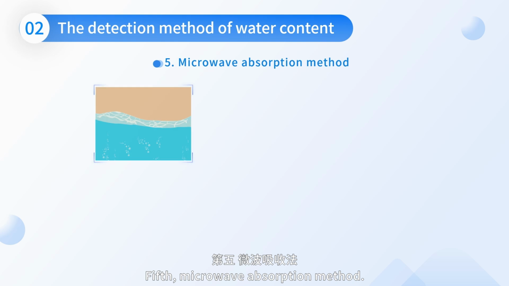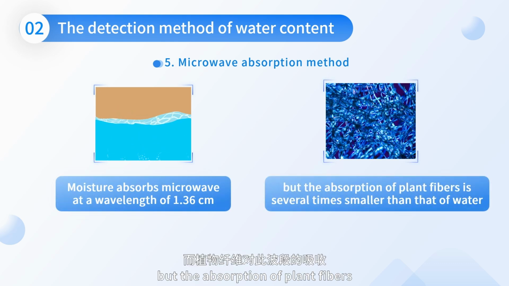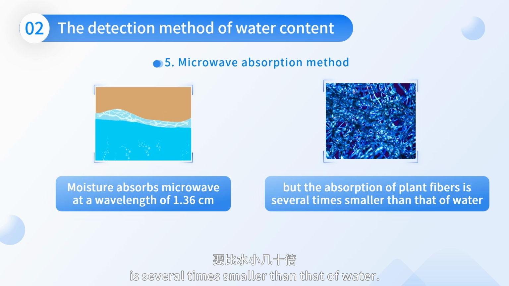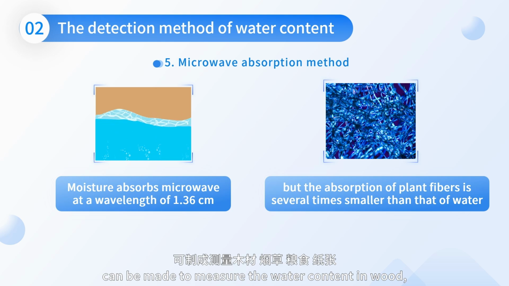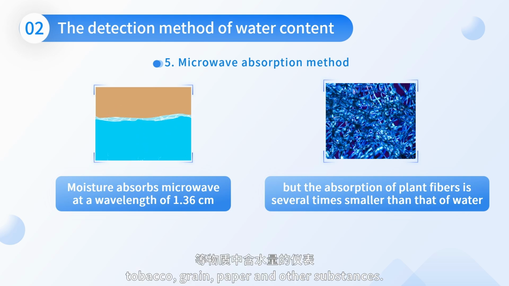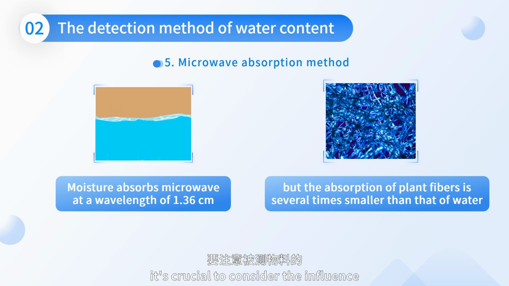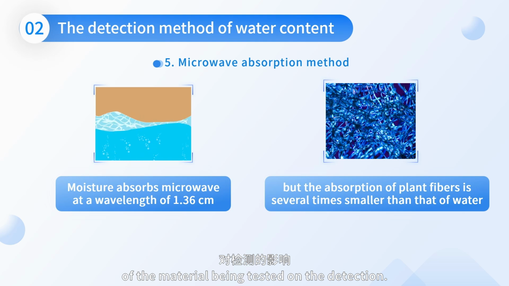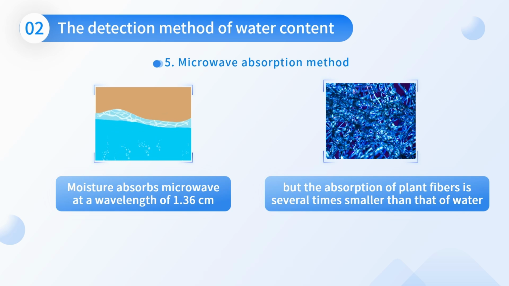Fifth, microwave absorption method. Moisture absorbs microwave at a wavelength of 1.36 centimeters, but the absorption of plant fibers is several times smaller than that of water. Using this principle, the instrument can be made to measure the water content in wood, tobacco, grain, paper, and other substances. In the microwave absorption method, it's crucial to consider the influence of the density and temperature of the material being tested on the detection. The equipment for this method is slightly more complex.